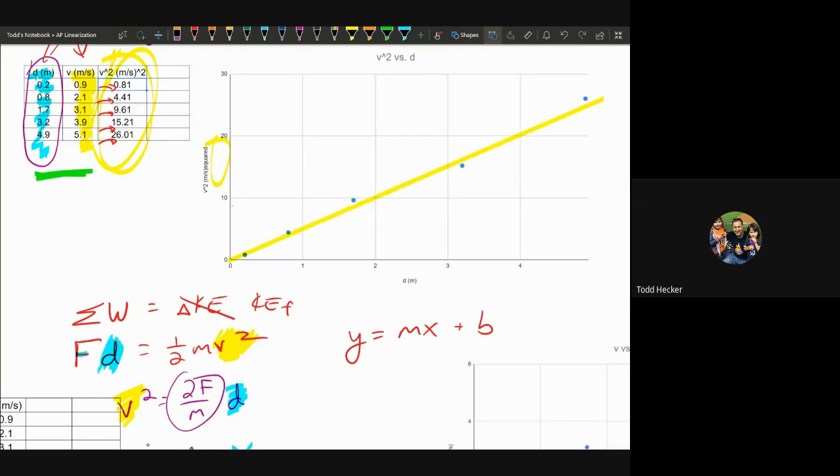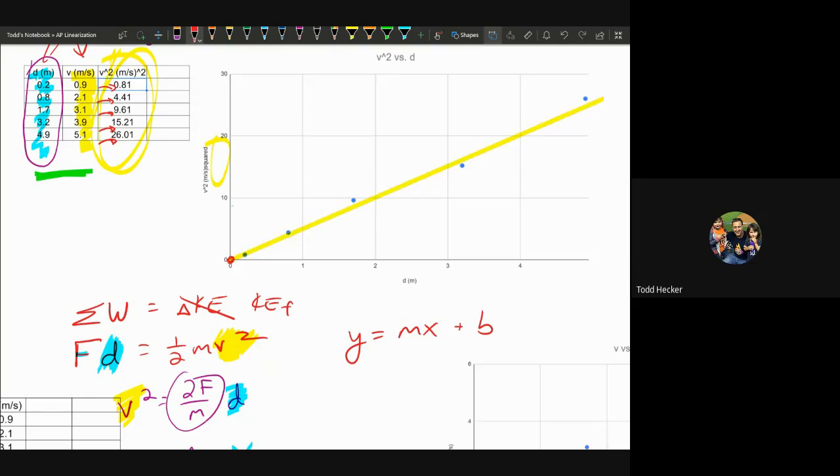Remember, you want about half your points to be above and half your points to be below. So something like that. And then you find the slope of that line. So to find the slope of the line, pick 2 points that are actually on the line. They do not have to be data points. And if you use a data point, you should write a note saying this data point's on the line.